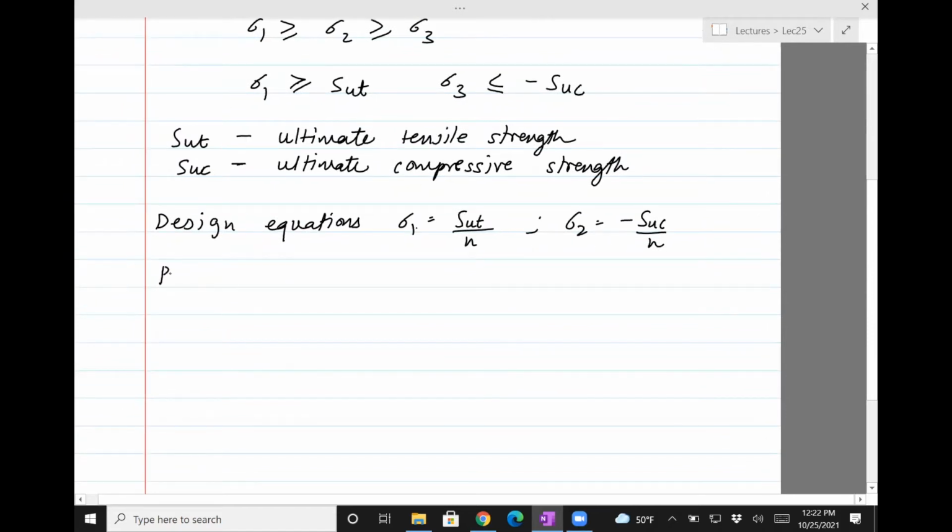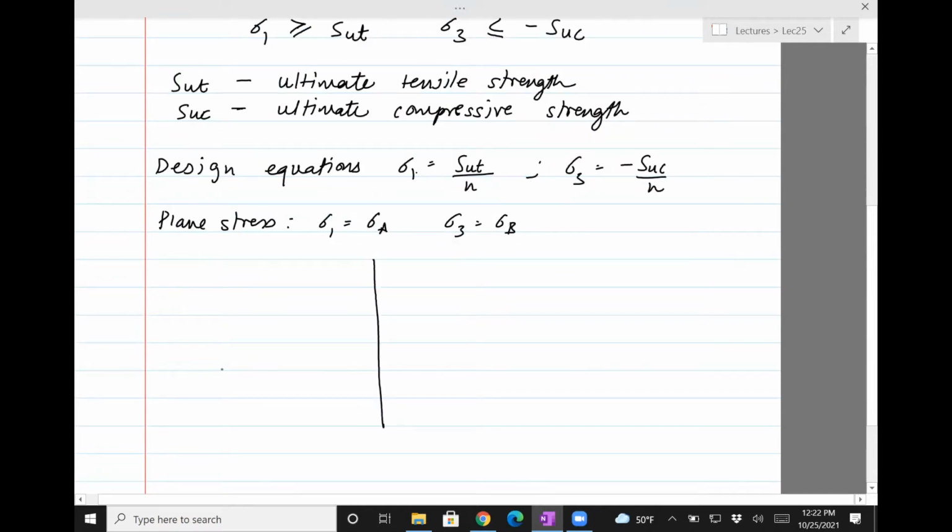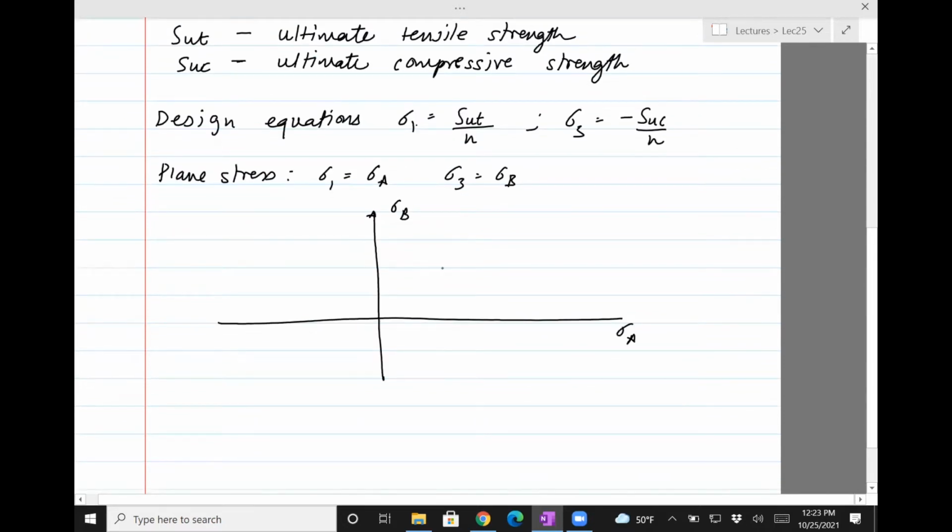Now, if you have a plane stress condition, then let's just assume that sigma 1 is sigma A, and sigma 3 is sigma B. If you draw this on the plot, as we've been drawing for the ductile materials, you would have something like this, a box or a square.